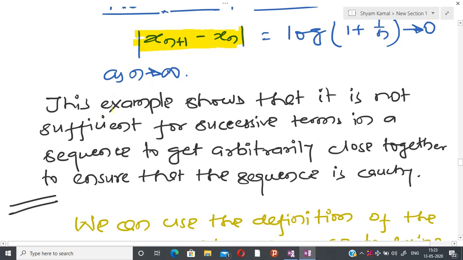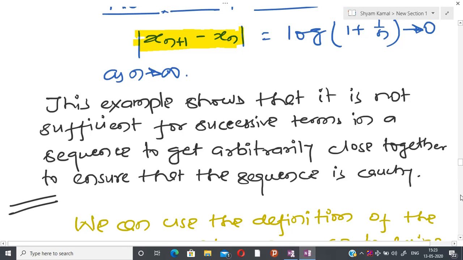So this example shows that it is not sufficient for successive terms in a sequence to get arbitrarily close together to ensure that the sequence is Cauchy. Because in this definition, whatever result we state should be true for all n.